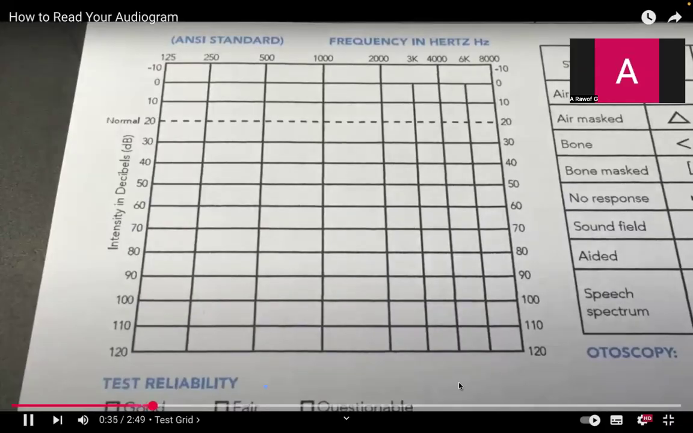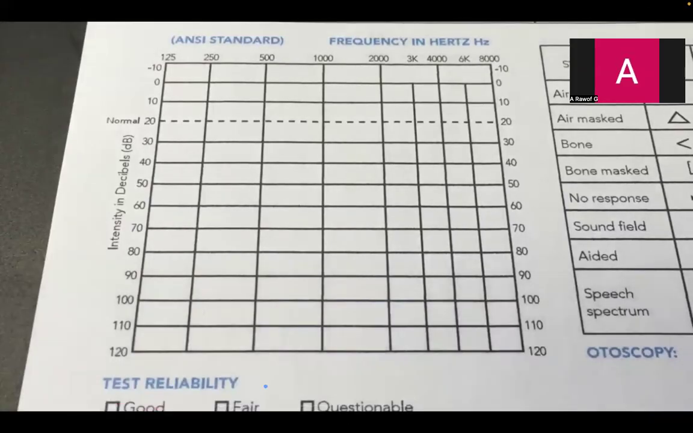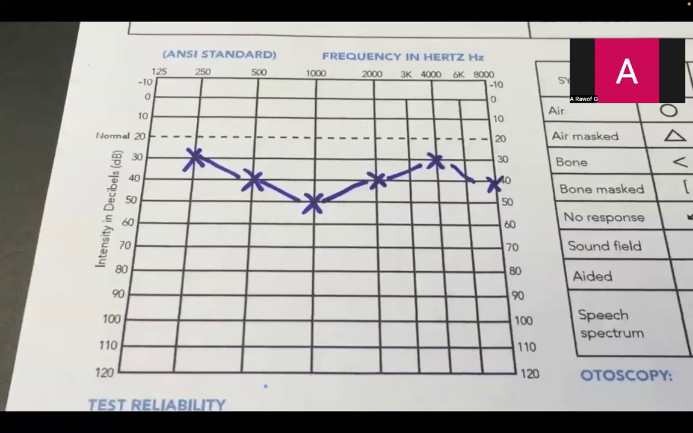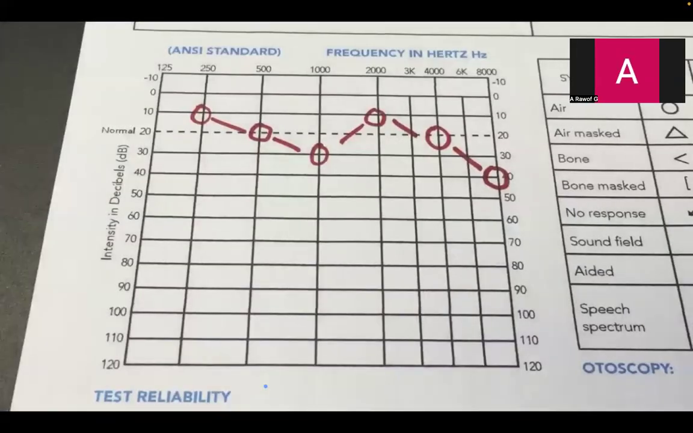This is the test grid. Along the left and the right, you'll see the intensity or loudness of sound. Along the top, you'll see the frequencies at which those sounds are presented. Your left ear is represented by an X, usually in blue. Sometimes we use other symbols based on specific situations. Your right ear is represented by a circle, usually in red, and again, sometimes we'll use other symbols based on the specific situation.